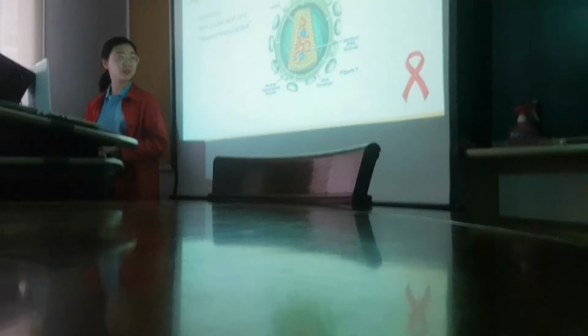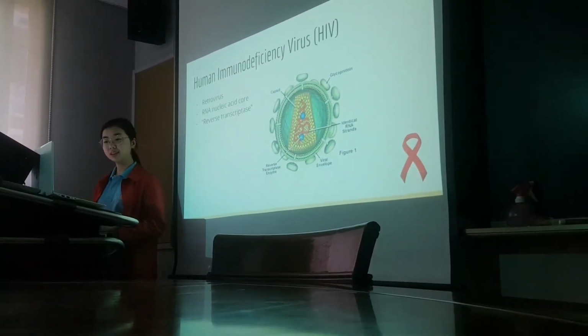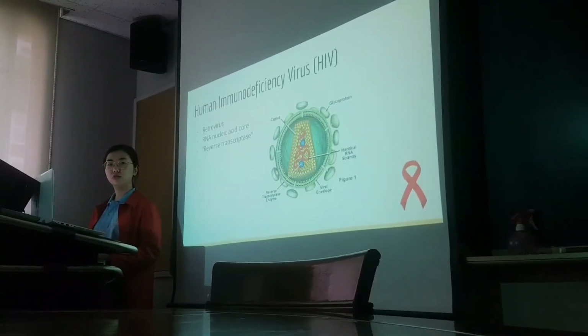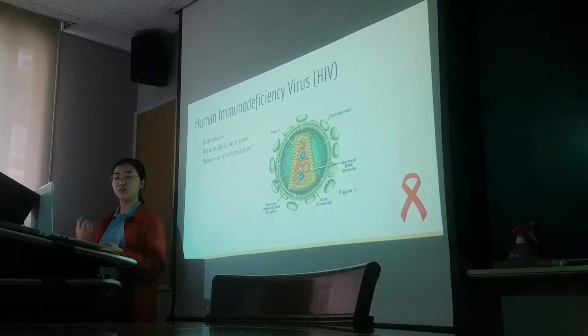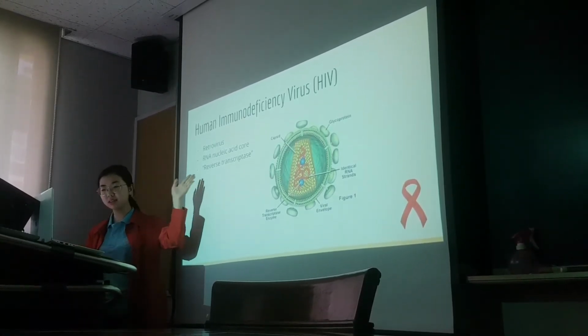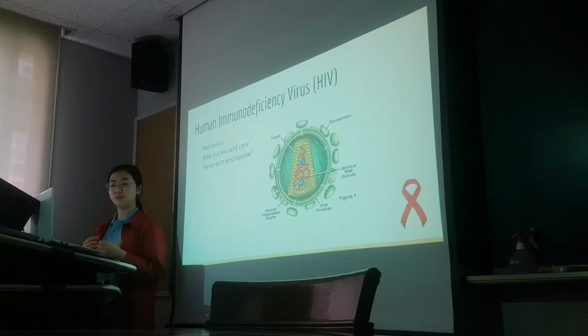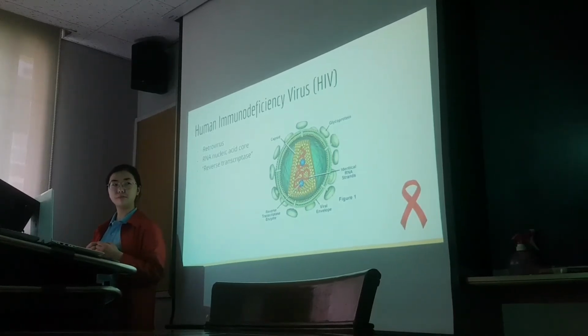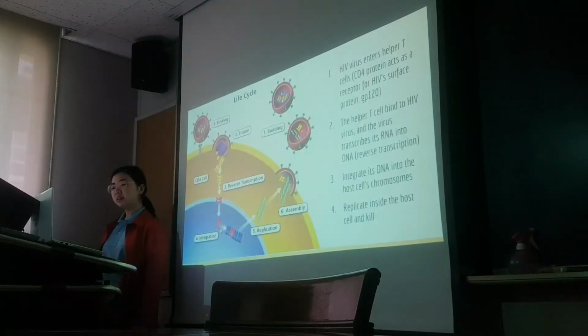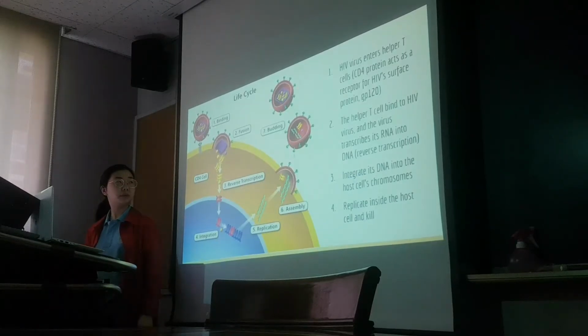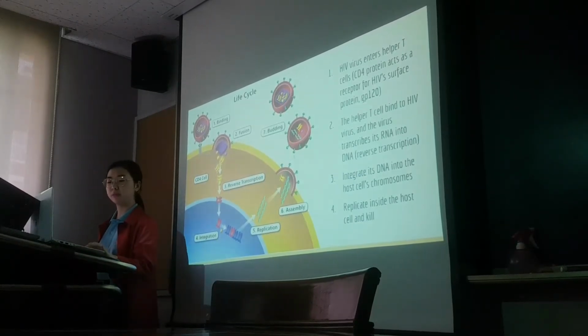The RNA nucleic acid core has something called reverse transcriptase, which enables the virus to move into the host cell and then transcribe its own RNA into DNA, which is the other way around, which is why we call it reverse, and then integrate into the host cell's chromosome itself. Then the virus replicates its own DNA inside the cell, and the cell, as a result, dies. So this is the brief life cycle of an HIV virus, or in other words, how HIV destroys the immune system.